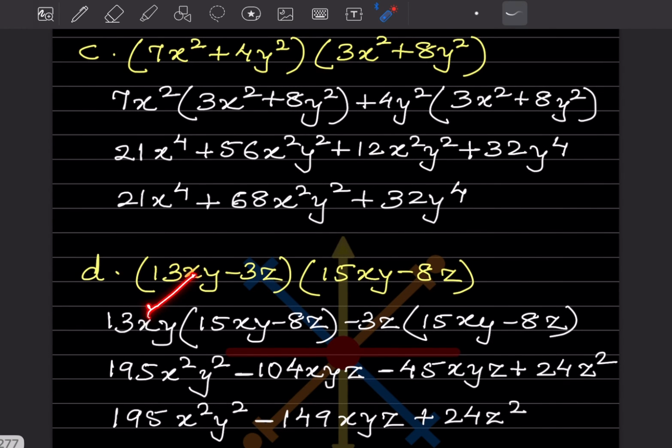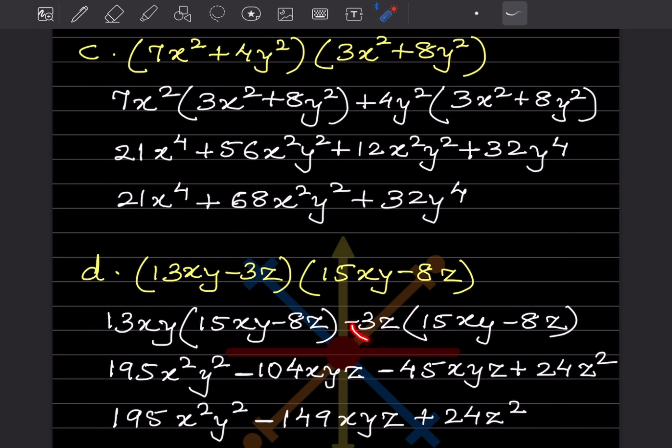Now here the first term is here, the second bracket together here. Now this along with the sign minus 3 right over here, and again the second bracket is here. So when you multiply this one, you get 195 x square y square. For this one, you will get 104 xyz. Now see this minus sign is important. 15 3s are 45, minus 45 xyz.